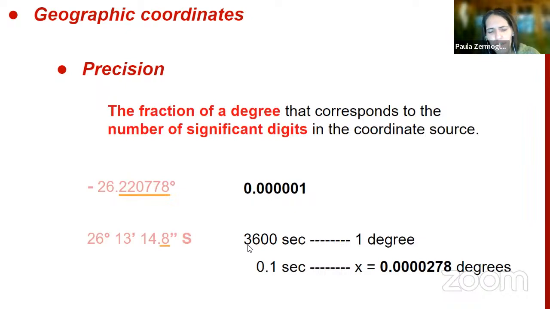So we know that 3,600 seconds are 1 degree. And so 0.1 seconds, which is the precision in this coordinate, how many degrees is that? So this is how we calculate as fraction of a degree the precision for a coordinate that is in another format. We're going to come back to this, and you can ask if you haven't understood this concept.